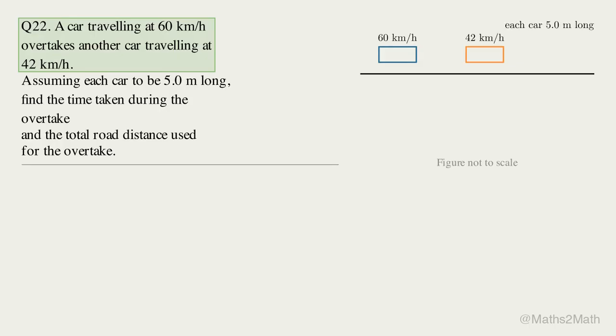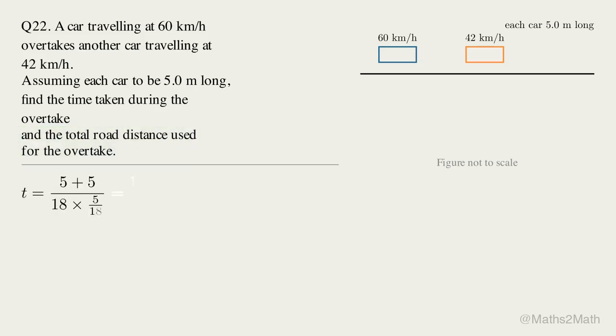Question 22. A car at 60 kilometers per hour overtakes one at 42. Each car is 5 meters long. Find the time of the overtake and the road distance it uses. What does this mean? Work in the slow car's frame. The fast car must gain 2 car lengths at the relative speed.